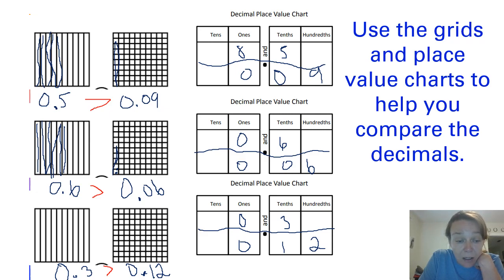And if we represented it on our models, now remember our goal too was eventually we should not need models anymore. This one has 3 whole columns shaded. This decimal has a 1 in the 10ths place, so that's 1 column shaded, and then 2 hundredths, which is 2 squares shaded. Which again proves why 3/10 is larger.